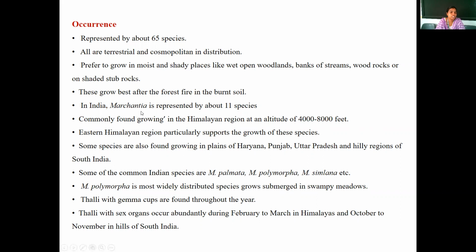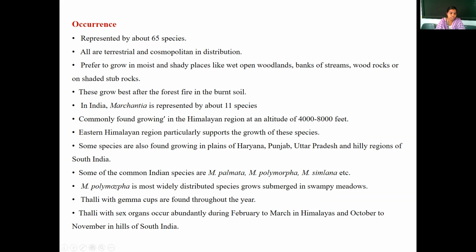In India, the Marchantia genus is represented by about 11 species. It is commonly found in the Himalayan region at an altitude of 4,000 to 8,000 feet, and the eastern Himalayan region particularly supports the luxuriant growth of this species. Some species are also found in the plains of Haryana, Punjab, Uttar Pradesh and hilly regions of South India. Some of the common Indian species are Marchantia palmata, Marchantia polymorpha, Marchantia simlana, etc.